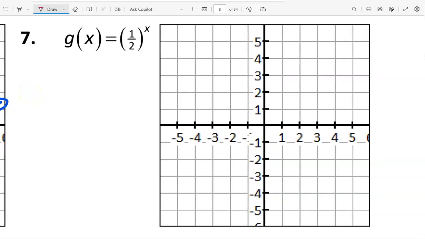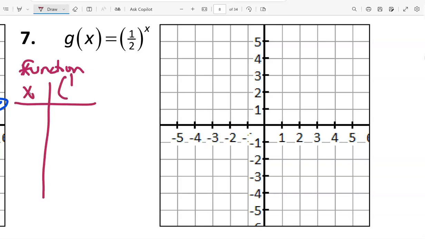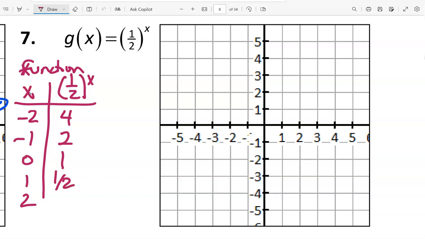In number 7, our function g of x is 1/2 to the x. So to graph that function, we're going to graph x, 1/2 raised to the x power. Exponents are -2, -1, 0, 1, and 2. 1/2 to the -2 is 4. 1/2 to the -1 is 2. 1/2 to the 0 is 1. 1/2 to the 1 is 1/2. And 1/2 squared is 1/4.